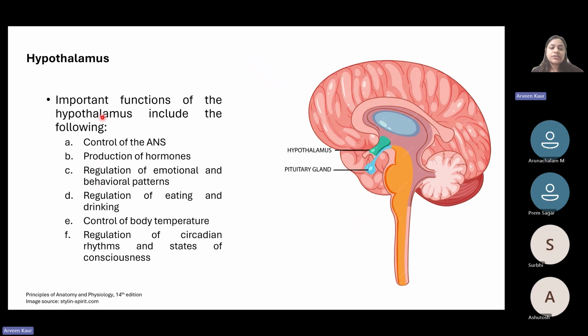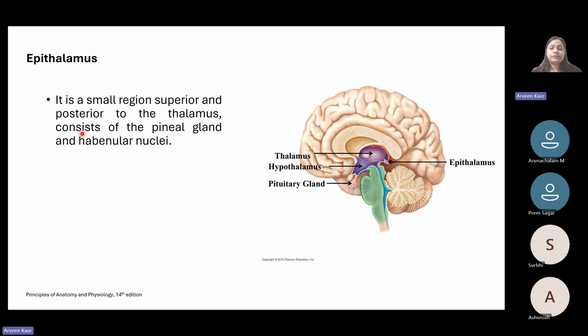Right? Important functions of hypothalamus include the following: the control of ANS, which is the autonomic nervous system, which is there in heart also, right? Production of hormones, regulation of emotional and behavioral patterns, regulation of eating and drinking, control of the body temperature, which is also another homeostatic mechanism, and regulation of circadian rhythms and states of consciousness. Again, homeostasis, right? In broader terms, it is responsible for homeostatic monitoring.